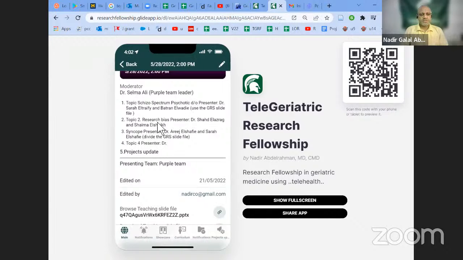The second topic, maybe we can talk about research bias. I put Dr. Shah and Shaina. If anyone else wants to jump in this group, maybe they can join. And the last topic here, the third one, I want someone to talk about synthetic pharmaceuticals. I put Arij and Sarah. If they are busy, maybe another two can work on this. And also with GRS slides, which is teaching slides.